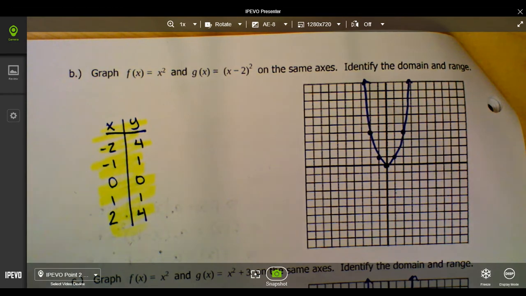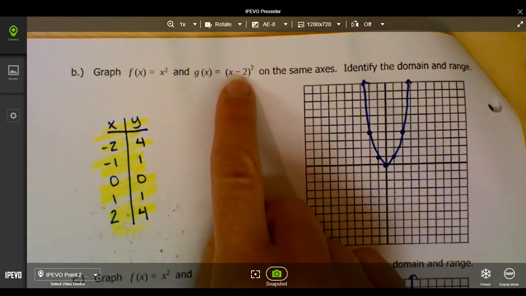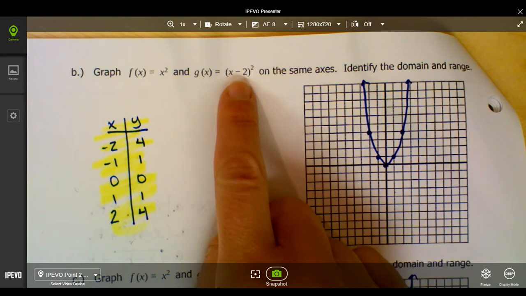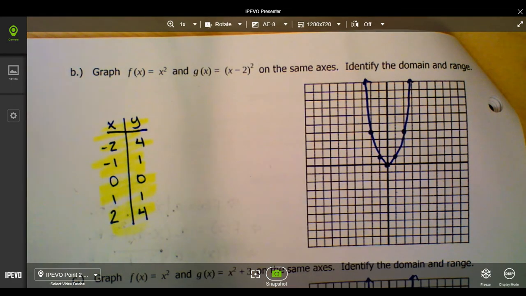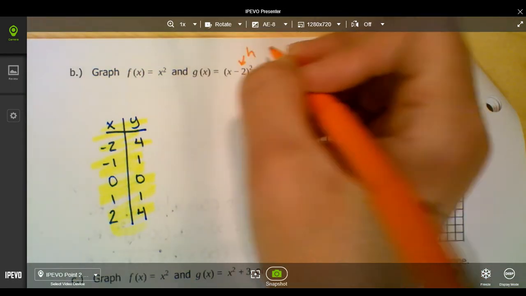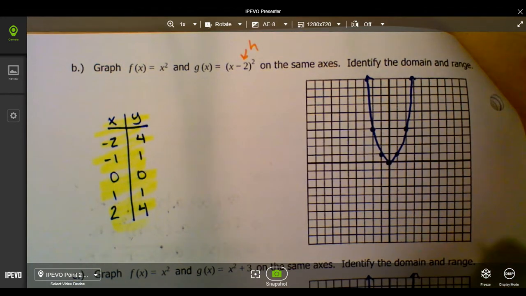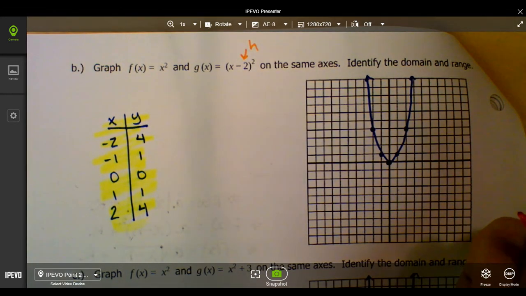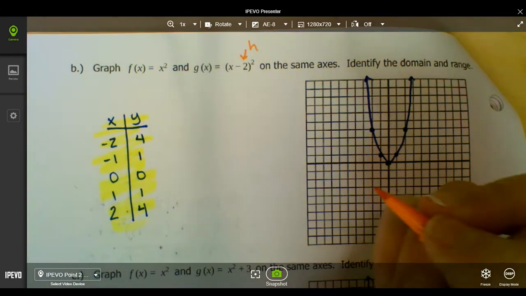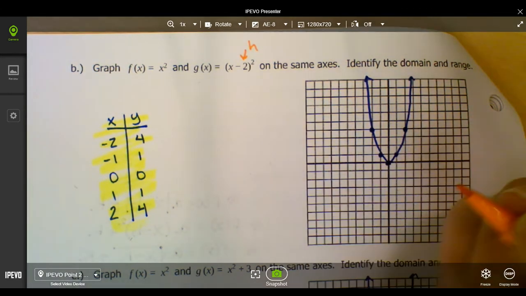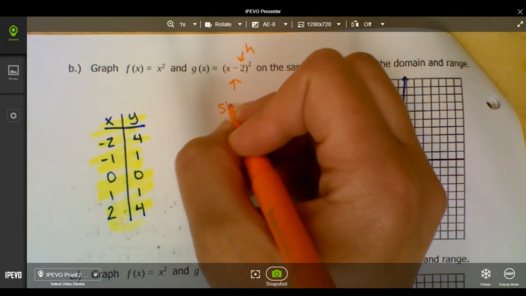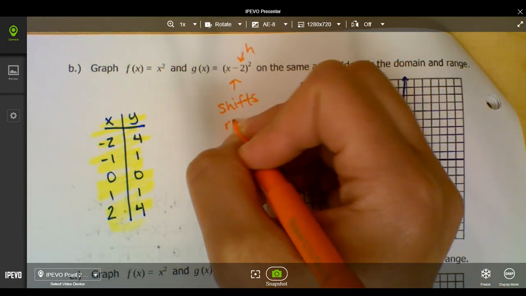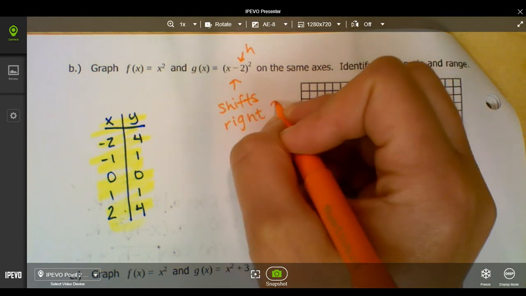Okay, so now we have to ask ourselves what's happening to this graph. We look inside here: is this an A, H, or K? We know that if it's stuck inside with the x, that means it has to be H. We also know that H shifts left or right. So if I'm subtracting 2, it seems like I'm shifting left, but remember, everything that happens inside the parentheses is always opposite. So this is actually shifting right 2.